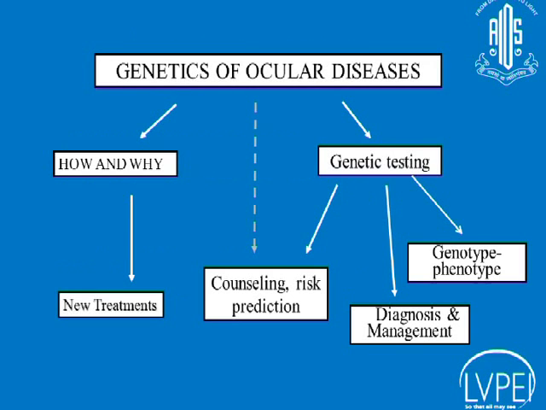So why do we look at the genetics of ocular diseases? Because they tell you how and why the disease happens. If you want to go down to the basics, this in turn can help you in the longer run. This is a long-term outcome which can lead to new treatments. In the shorter term, genetic testing leads to counseling, risk prediction, better diagnosis and management in certain cases. You may be able to correlate the genotype or the mutation that the patient has with the phenotype, and that may help you in classifying the disease and so on.